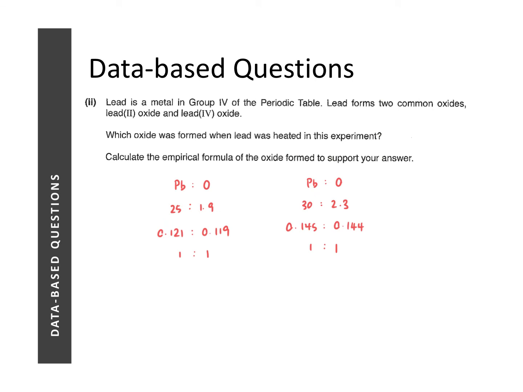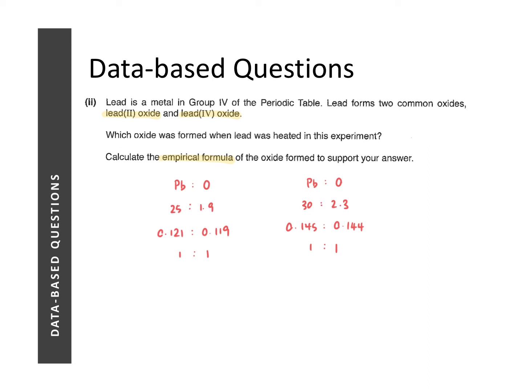In the next part, the question tells you that lead can form two different oxides, lead-2 oxide and lead-4 oxide. The question is asking you which oxide was formed when lead was heated in the experiment. Then they ask you to calculate the empirical formula. So when you see the word empirical formula, you need to link to what we have learned in the syllabus, that given mass data, we can actually find the empirical formula.